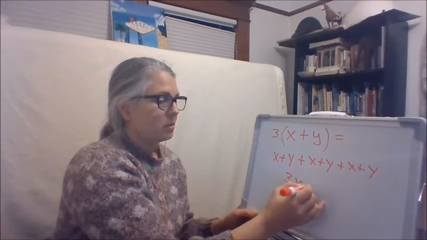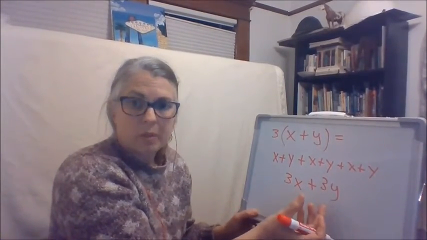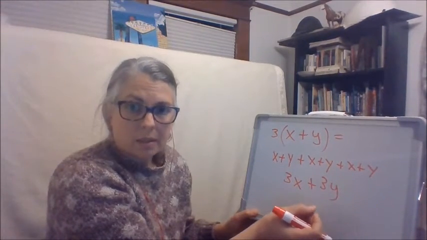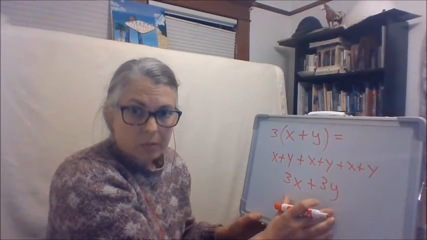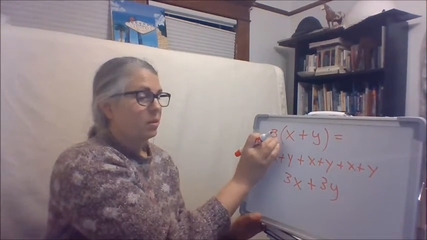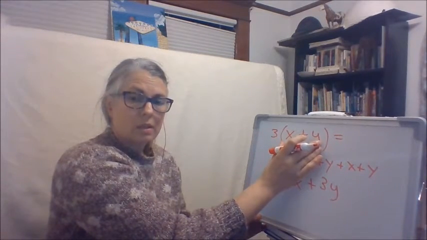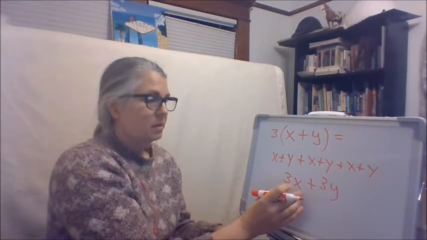I can't combine those because I have no idea what x is. x might be 1 billion and y might be 17. So I can't simplify this any farther. I have no idea what x and y mean. But I do know that if I have 3 of the combination of x and y, that is the same thing as saying I have 3 x's and 3 y's.